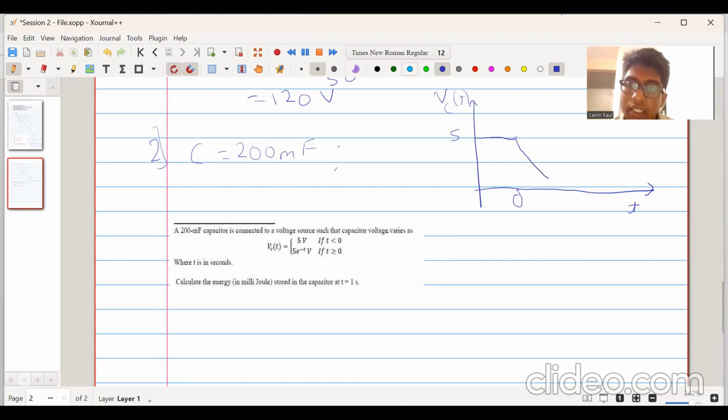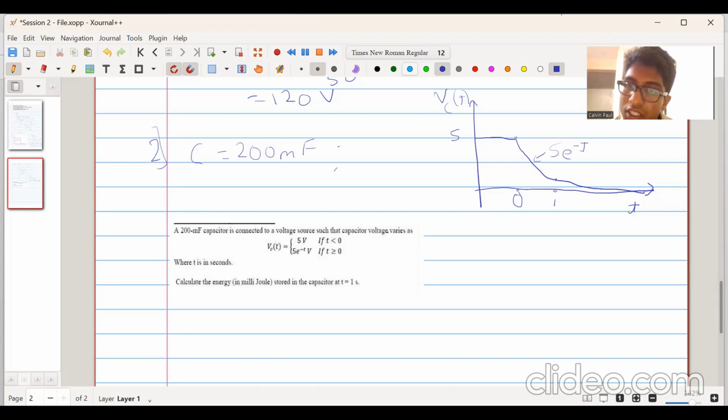It will start decaying like this. So this will be of the form 5 into e to the power minus t. At time t equal to 1, we need to find the voltage across the capacitor. Now if you observe, this expression of the voltage across the capacitor maintains the fact that the voltage across the capacitor cannot change instantaneously.